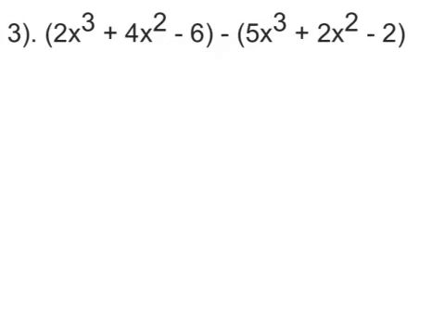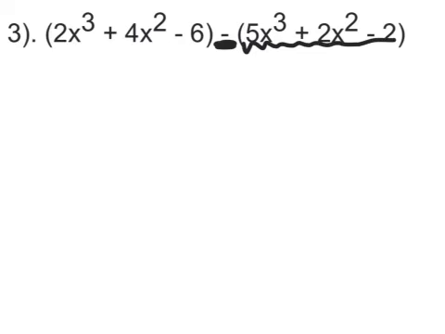Example 3, we have the quantity of 2x cubed plus 4x squared minus 6 minus the quantity of 5x cubed plus 2x squared minus 2. So step 1 is to distribute any negatives here. And if we look, this one has your negative. This one you're subtracting. So you're subtracting this whole second set of parentheses.